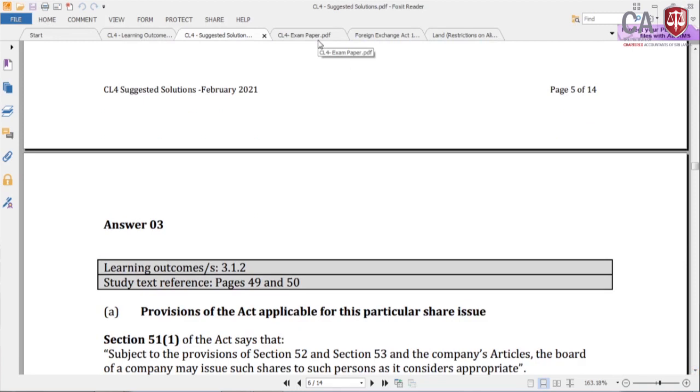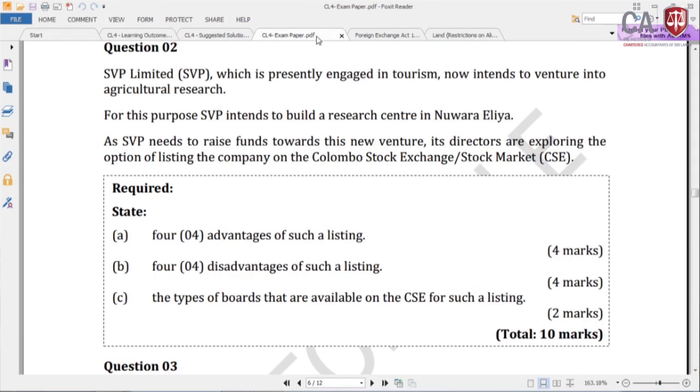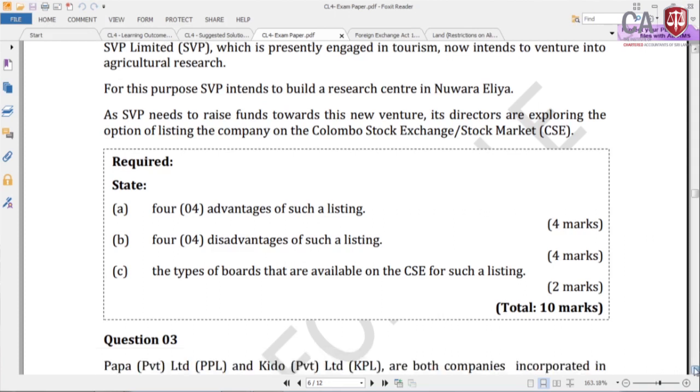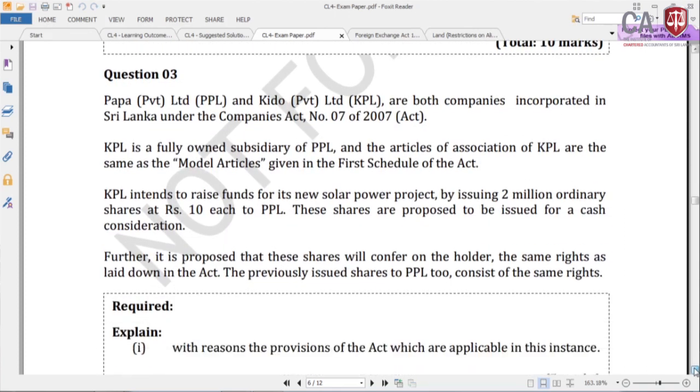Now if we go to the next question. Papa Private Limited and Kiddo Private Limited are both companies incorporated in Sri Lanka under the Companies Act No. 7 of 2007. Now, KPL, Kiddo Private Limited, is a fully owned subsidiary of Papa Private Limited. So, Papa is the holding company, KPL is a subsidiary. And the articles of association of KPL are the same as the model articles given in the first schedule of the Act.